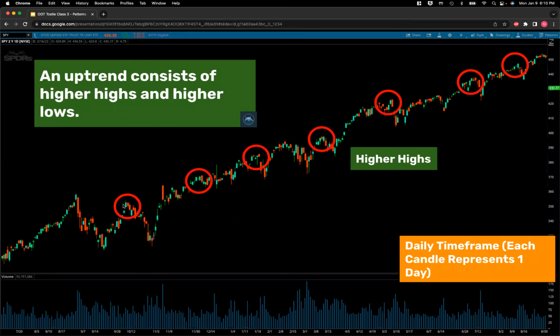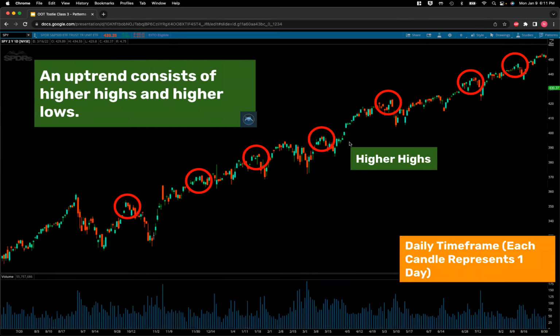So first, let's take a look at the higher highs in this chart. If you start your analysis from right here, obviously this high to this high there's a little bit of a lower high, but let's say we start our analysis right here. You'll notice that every single peak that the market sets is higher than the previous peak. Every single high was above the previous high each and every time. So this represents an uptrend. The price is moving in the upside direction.